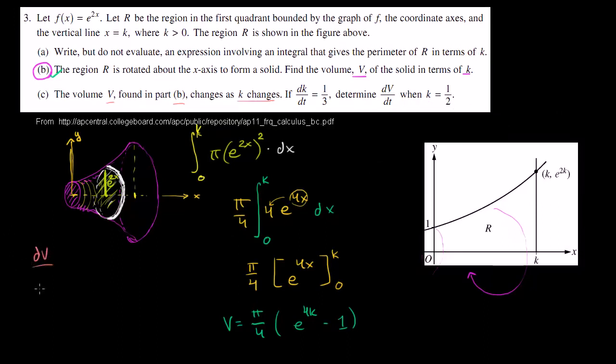The rate of change of V, so this very small change in V with respect to a very small change in t, is equal to a very small change in V with respect to a very small change in k, times a very small change in k divided by a very small change in t. Or the derivative of V with respect to t is equal to the derivative of V with respect to k times the derivative of k with respect to t.